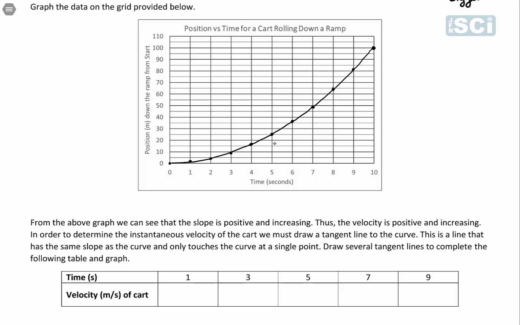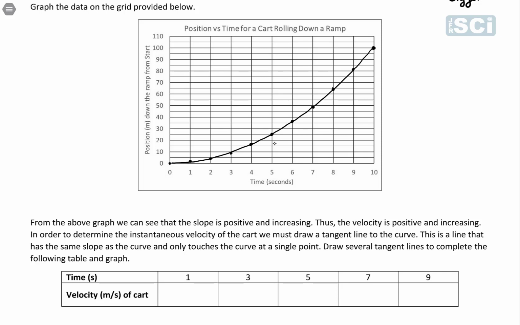Now, because the slope is positive and it's increasing, that suggests to us that the velocity is also increasing, because if we remember, the slope is the velocity. If I look at this, I notice that the steepness of my red lines is increasing as I move from left to right. Now, I'm going to use a line similar to what I've just drawn there, and that's called a tangent line.